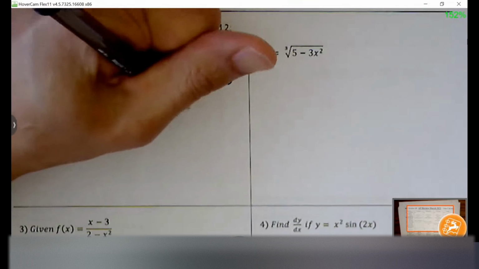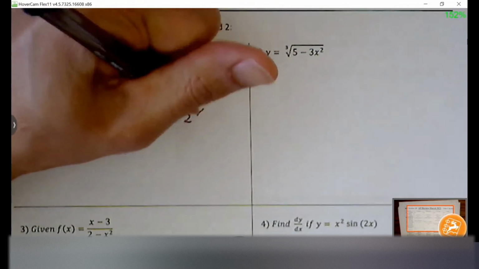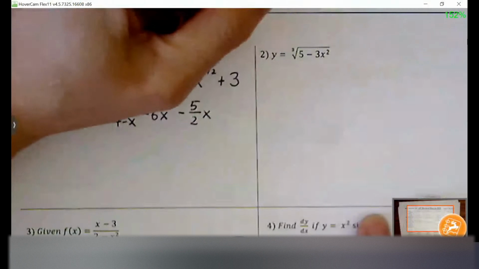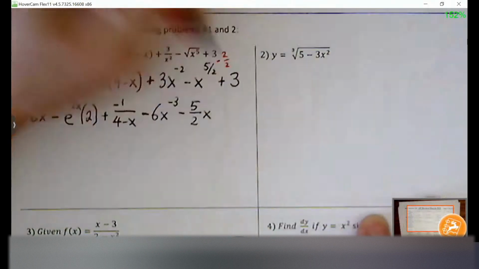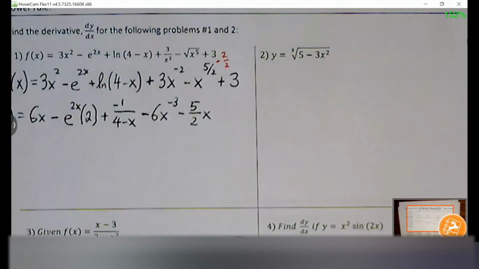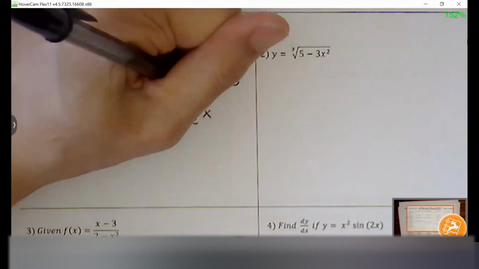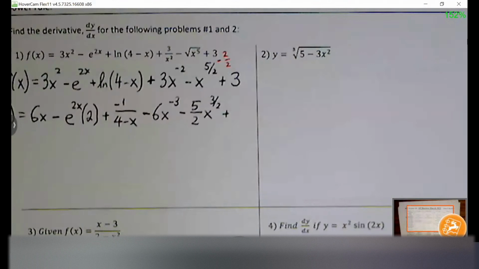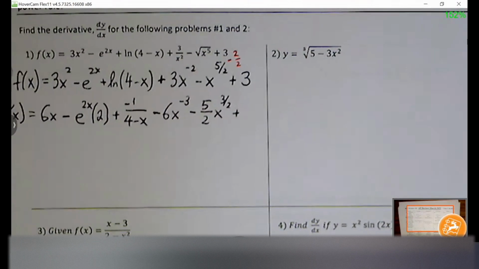All right, power rule again, 5 halves x. What's my new exponent going to be after I subtract 1? Good, so I like to put a 2 over 2 there just as a visual reminder that I'm subtracting with common denominators in place. And then plus, what happens to the 3?